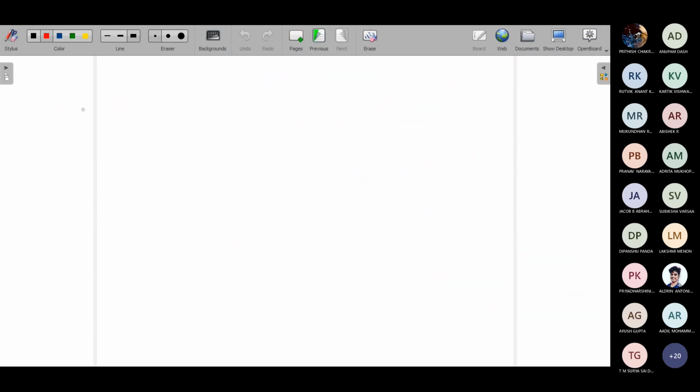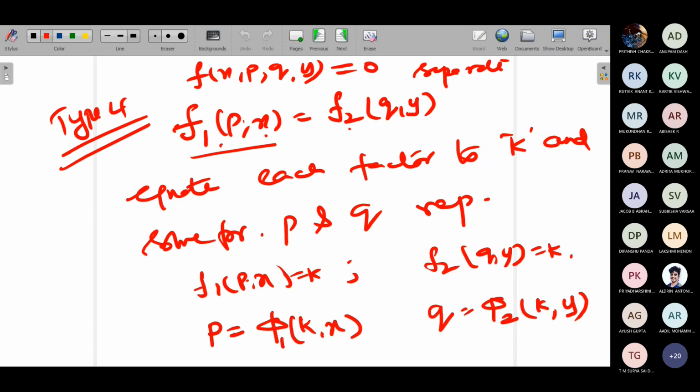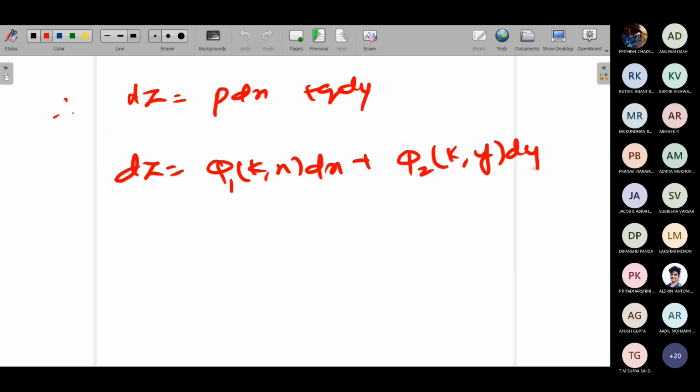Therefore dz is equal to p dx plus q dy. So your dz will be equal to pi 1 of k comma x into dx, plus pi 2 of k comma y into dy. After this, you can integrate this. That's all. Once you are able to separate it, then you can integrate.